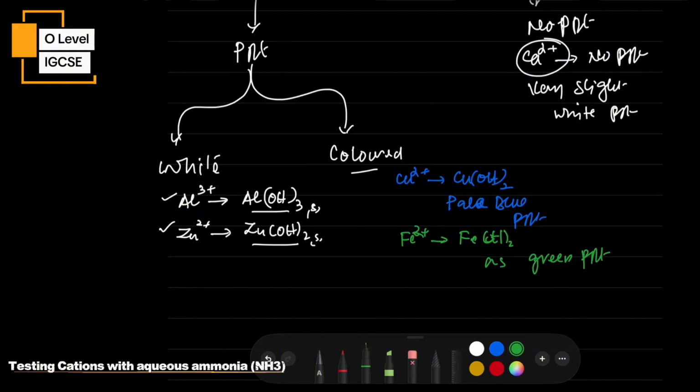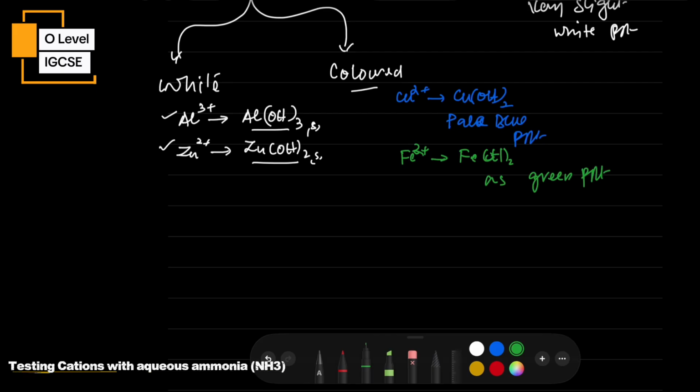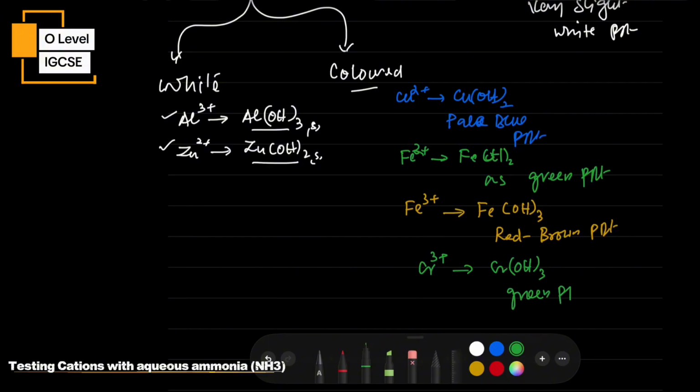green precipitate. In case of iron 3 positive ion, there is formation of Fe(OH)3, red brown precipitate. And finally, in case of chromium 3 positive ion, it is going to make chromium hydroxide as a green precipitate.